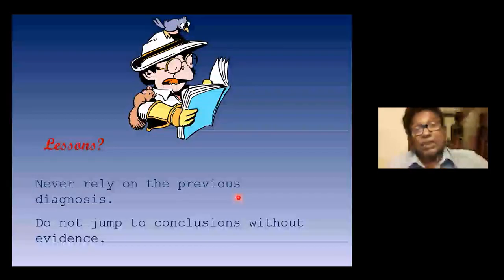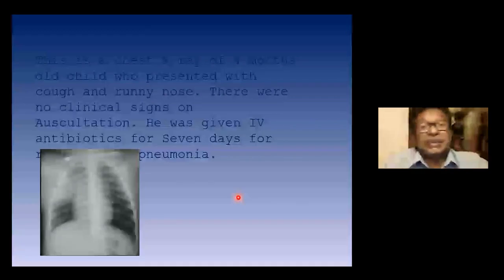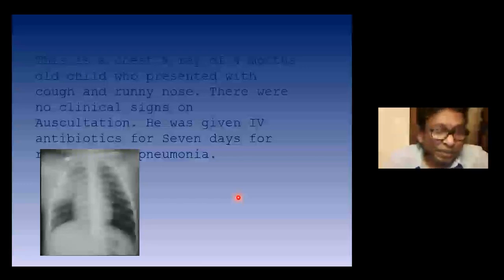Now this is a very interesting child. This is a chest X-ray of a 4-month-old child who presented with cough and runny nose. There were no clinical signs on auscultation. He was given IV antibiotics for 7 days for apical pneumonia. The child is only 4 months old, so whenever they get aspirated, they get apical pneumonia. So he was treated for apical pneumonia.